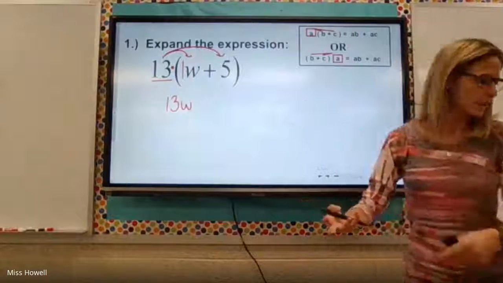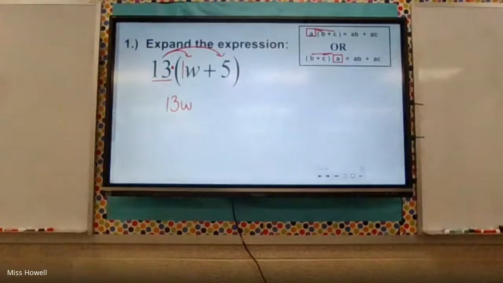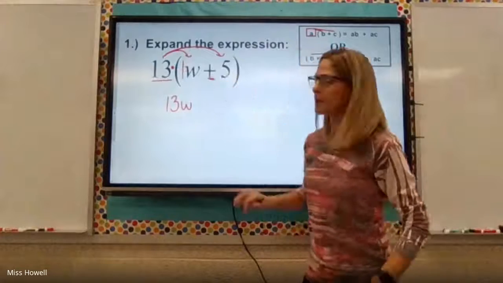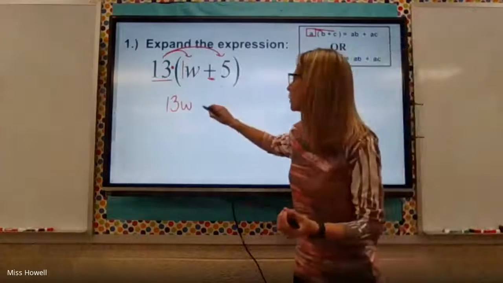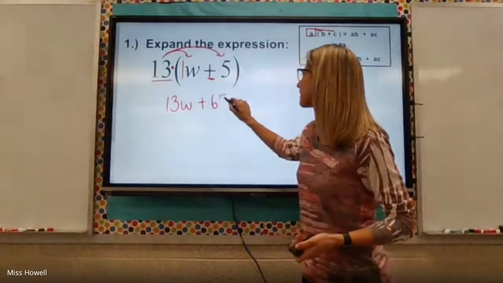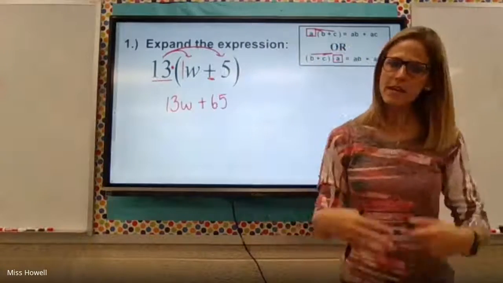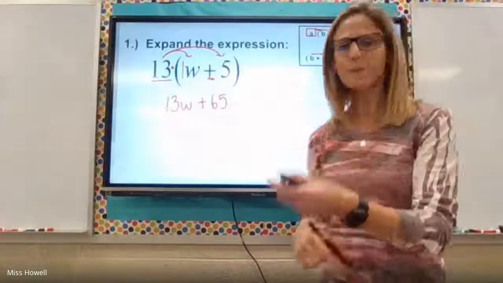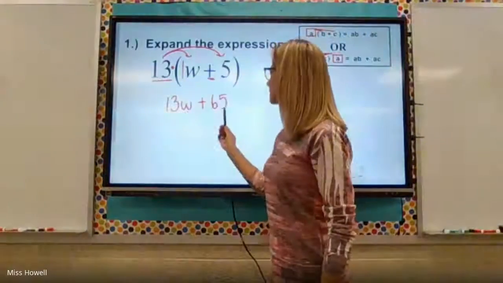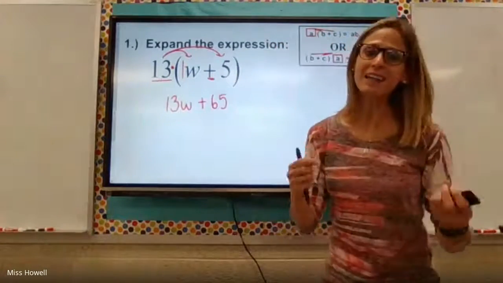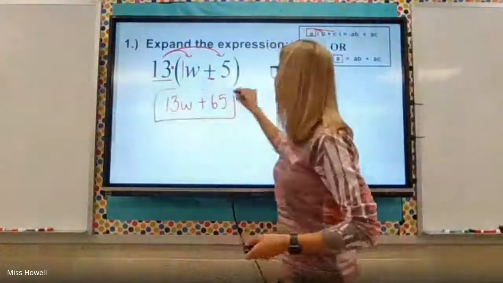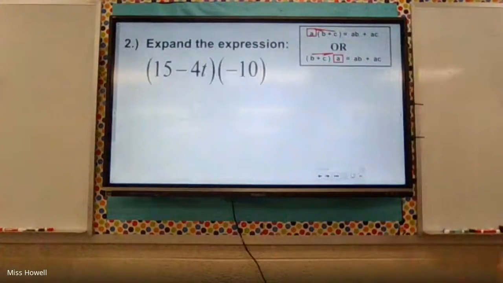We have to take that outside thing now and share it to the other inside item, which is the 5. So 13 times 5, and in this case, positive 5, which will give us a plus 65. Once we get here, we have to say, can we keep going and put those items together because they're like terms? This one is a W. This one does not, which means they are not like terms. So we can't take those two things and put them together. We are done. All right, number 2, we want to expand using our distributive property.